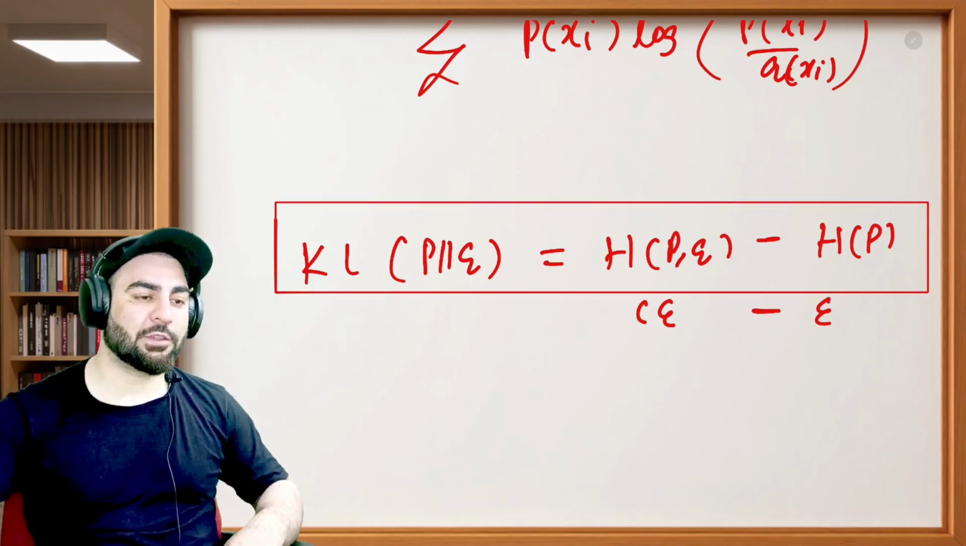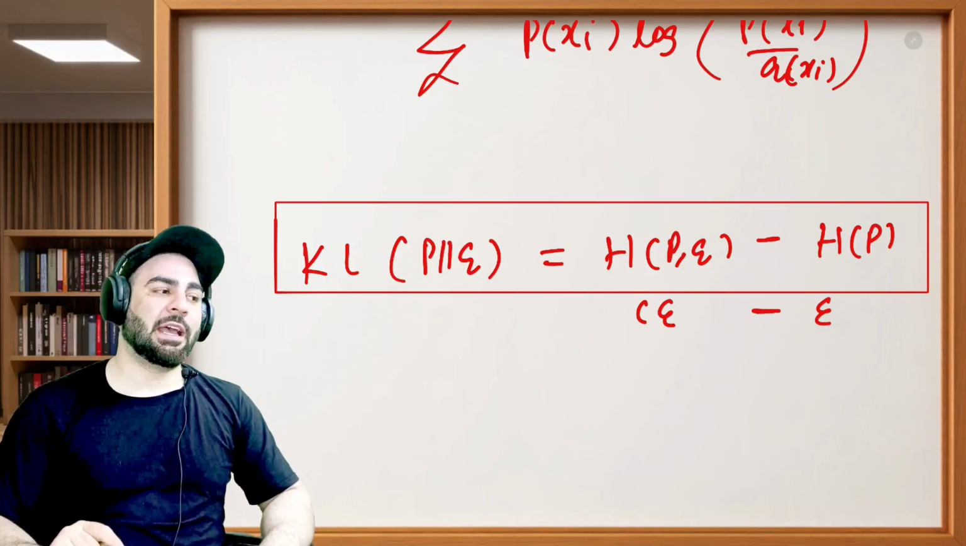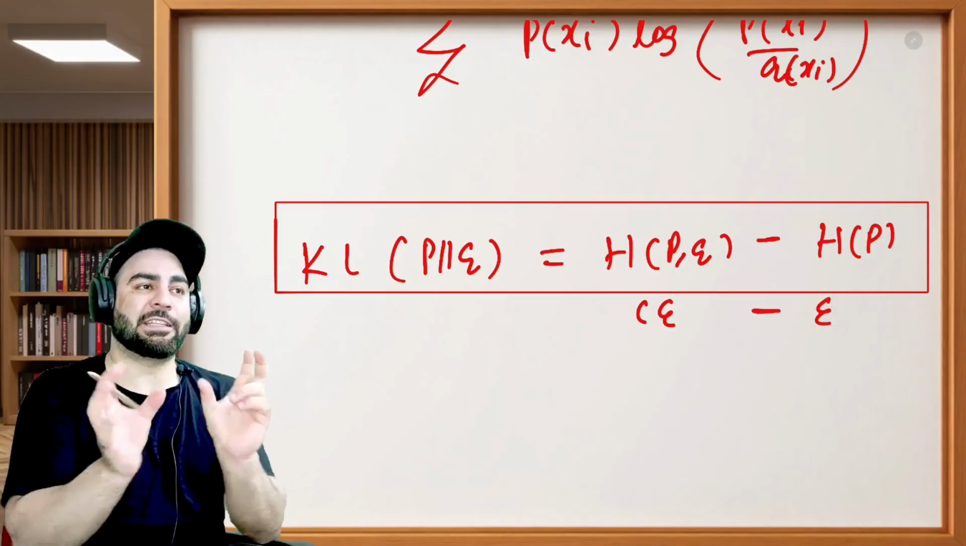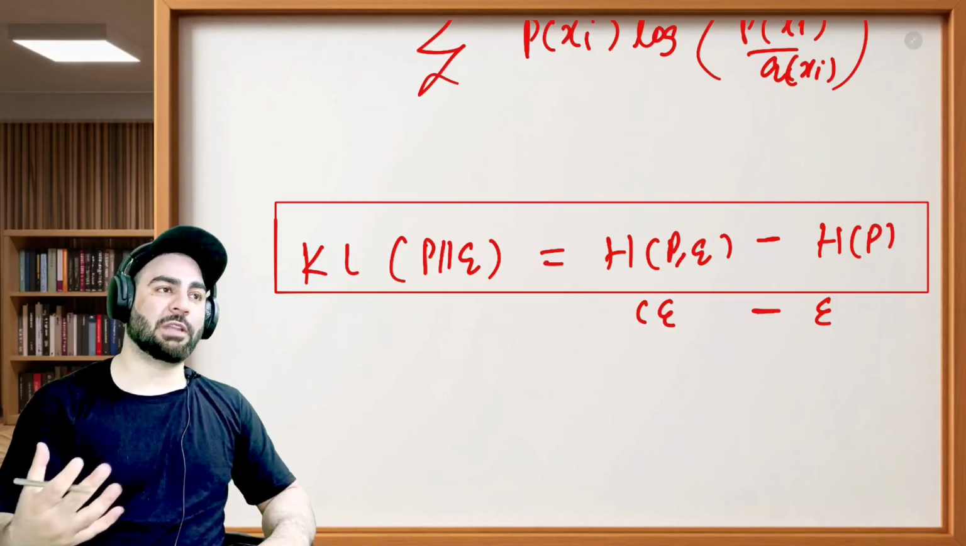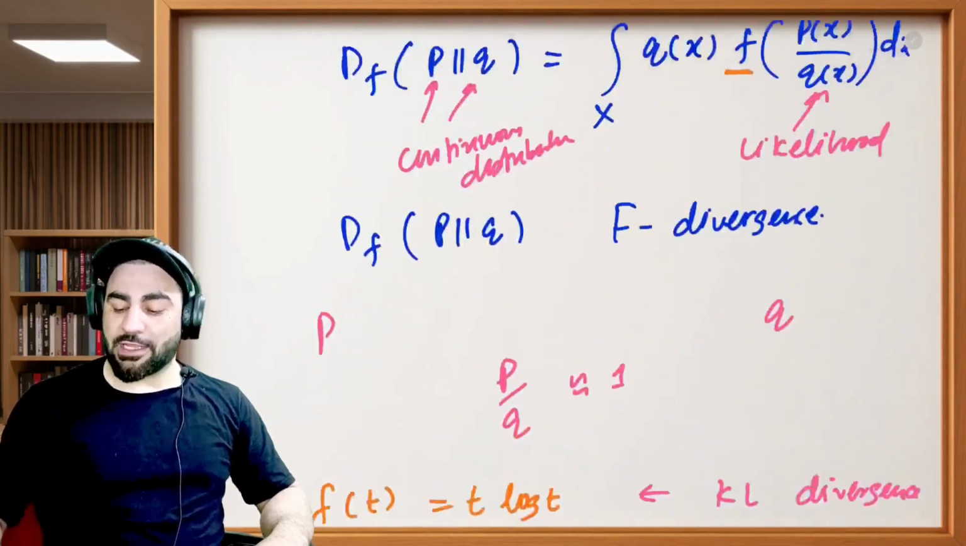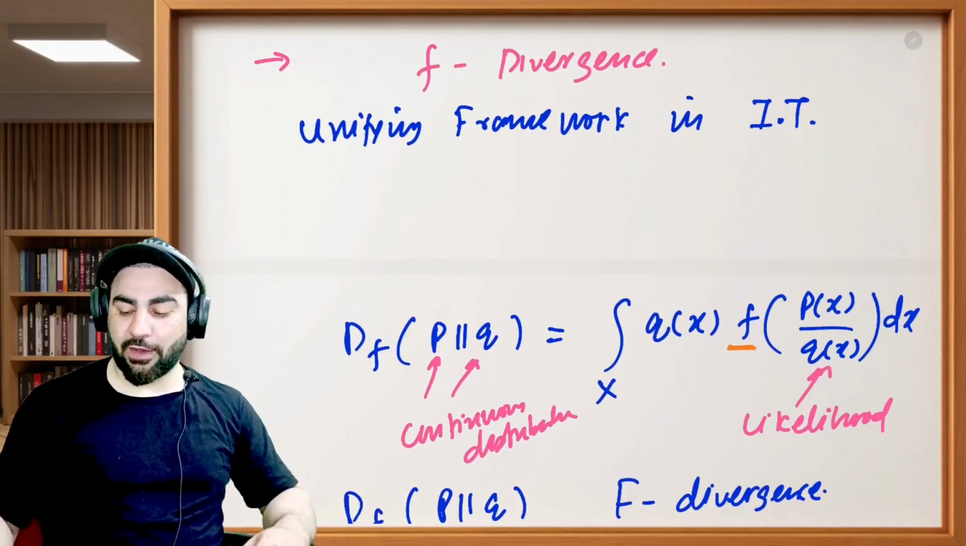Everybody clear so far? So we saw two things. We saw it from the entropy perspective: we first defined what entropy is, and then we also defined cross entropy. If we want to quantify the difference, that is given by the KL divergence. Now we also saw it through the f divergence. I said f divergence is a unifying framework in information theory. What does it unify? It unifies a lot of divergences.